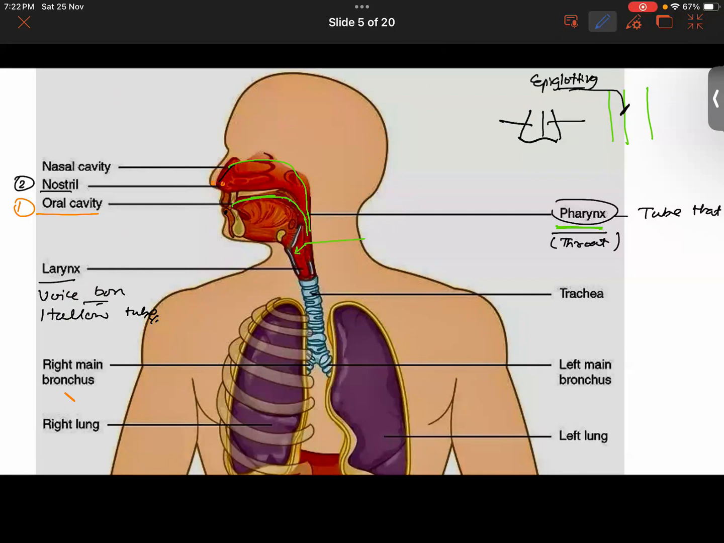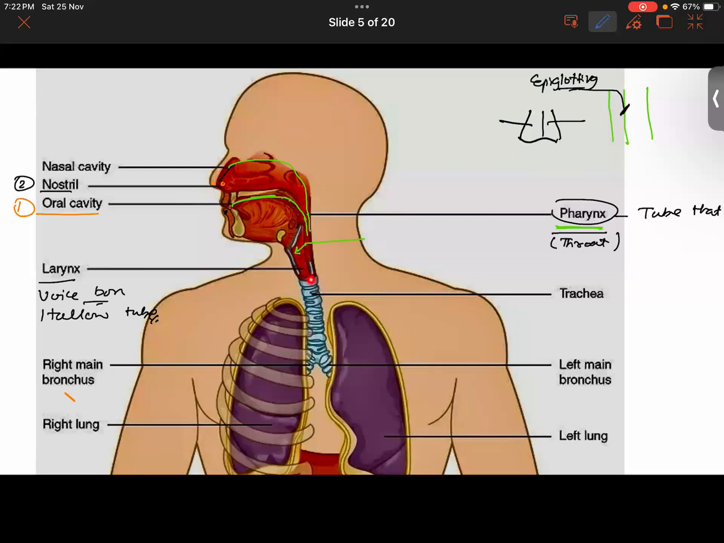Yes, sir. Sometimes when I touch my throat, I feel vibration in my fingers. Exactly, like when you are speaking. It is due to the vibration of the larynx. Yes, sir. I can feel it also right now. Yeah, exactly. And then you have the trachea.